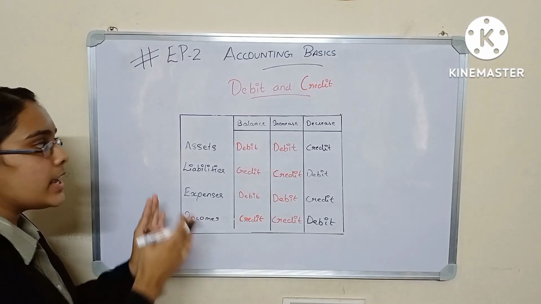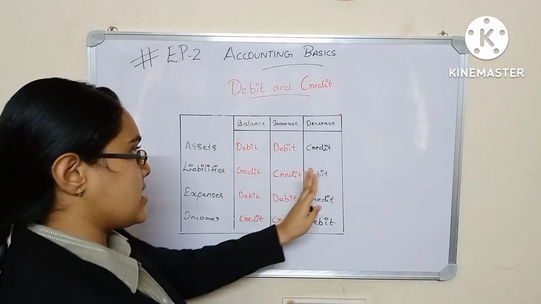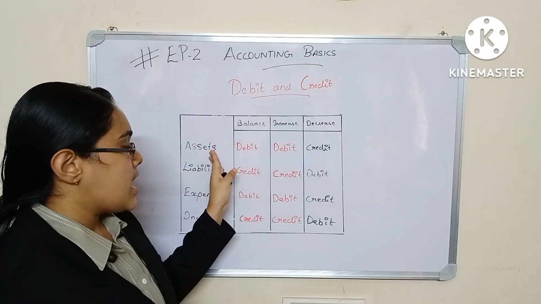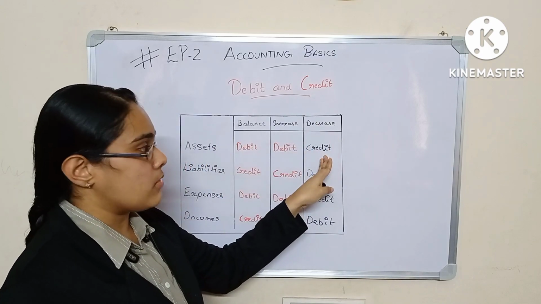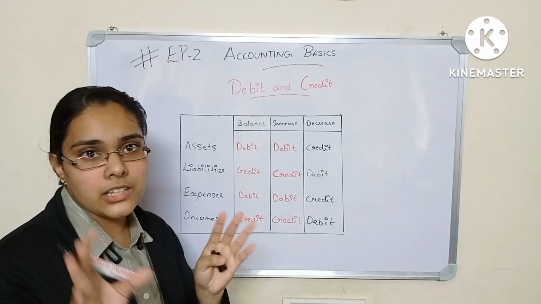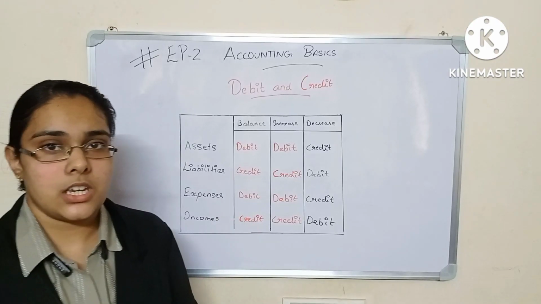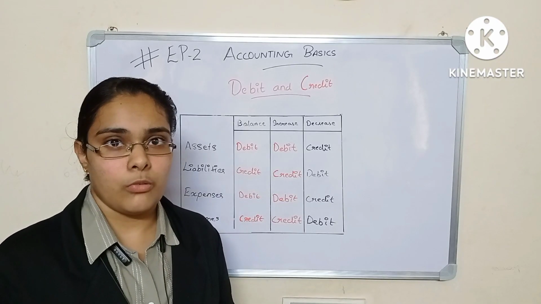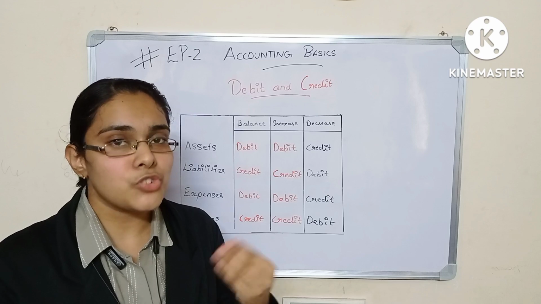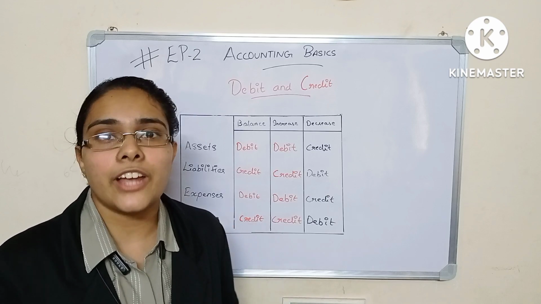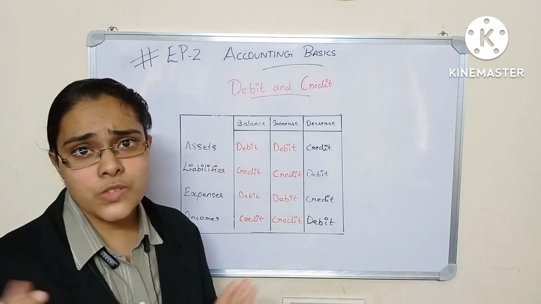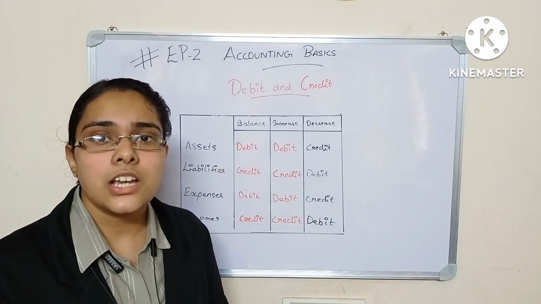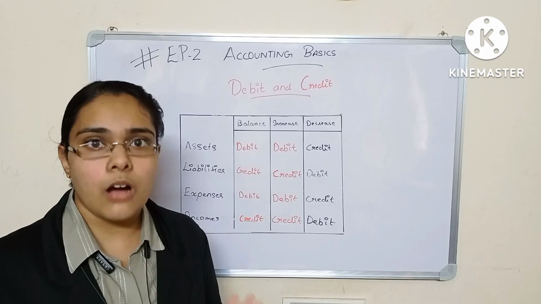Now let us consider an example in each of these cases. Now asset. I told you that to decrease an asset we will credit the account. Suppose you have plant and machinery worth 1 lakh in your hand and you're going to sell it off. What will be the journal entry? I mean, not the journal entry, I have not taught you that. Consider the accounts involved. You're going to sell it for cash, so cash and plant and machinery will be the accounts involved.